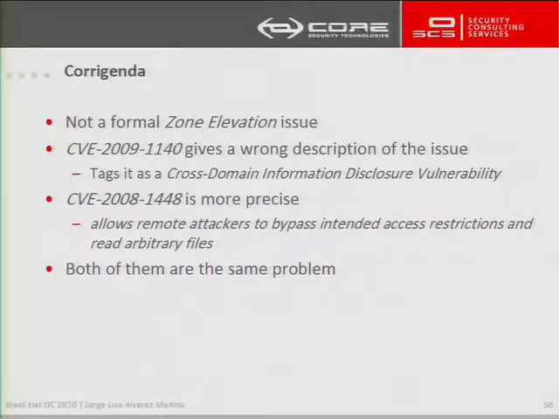And even the CVE for one of the last advisories we published tags it as a cross-domain information disclosure vulnerability, which it is not. It is also a cross-domain information vulnerability because you can actually access information of other domains, but you can actually access all of the information in the local drive. So it's more than that, I think. And as we saw along the presentation, both of the problems are the same.